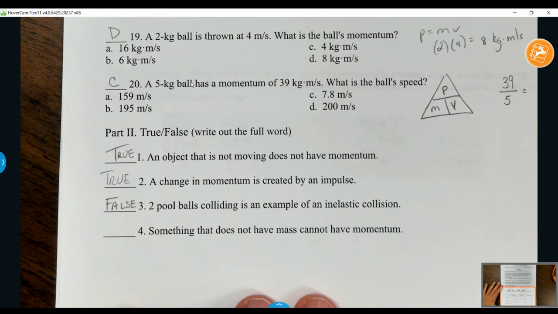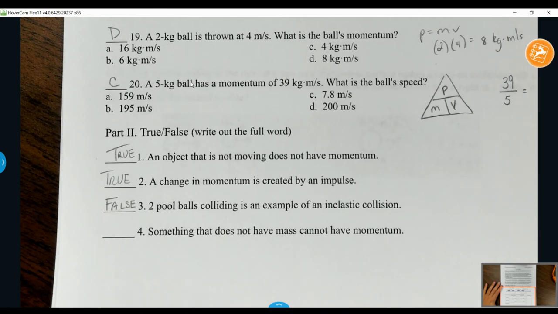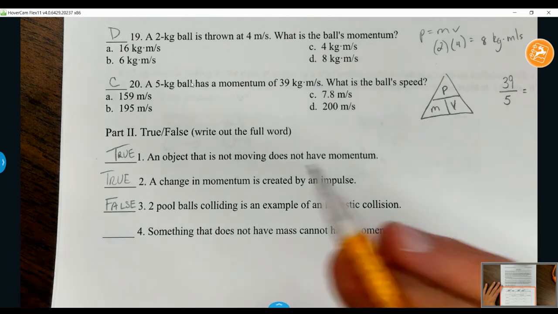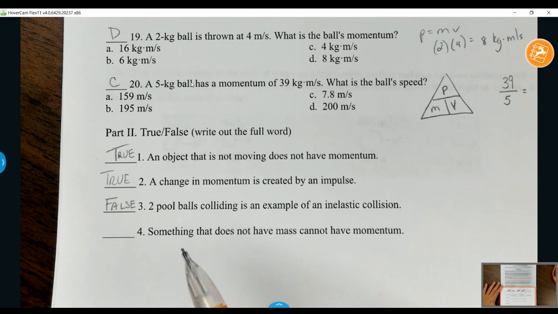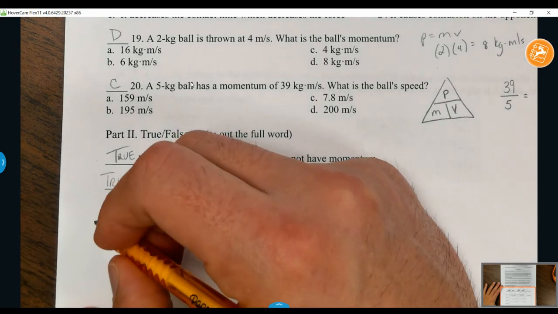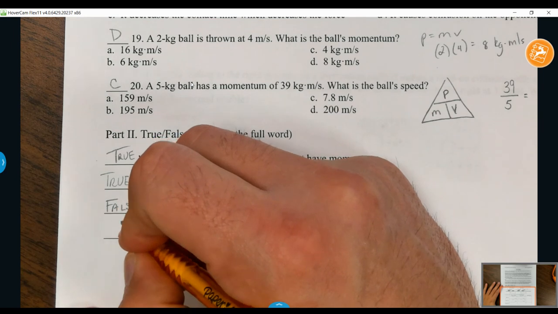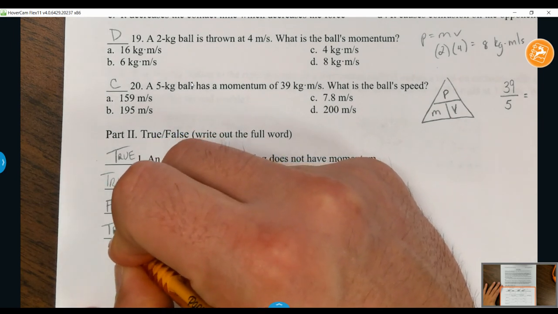Something that does not have mass cannot have momentum. Well, true, but I don't think anything can't have mass. But regardless, yeah, if it doesn't have velocity, if it doesn't have mass, it can't have momentum. Yeah, I mean, pretty much there'd be nothing there. So yeah, looking here.